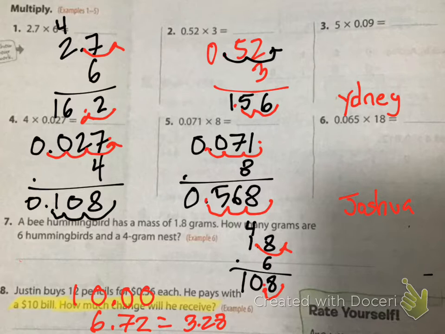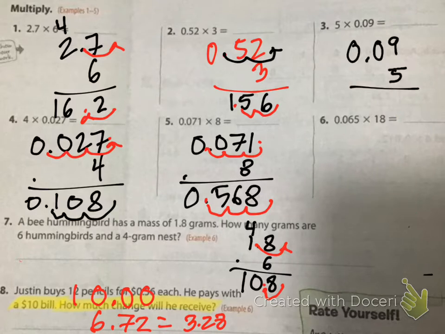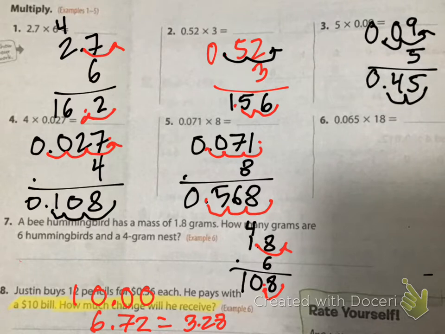Just for lack of time, we're going to get rid of Sydney and Joshua. We're going to go through it really fast. Set this up. I move it over twice because that's how it is. 5 times 9 is 45. I move it back 1, 2. So I get 45 hundredths as my answer for this one.